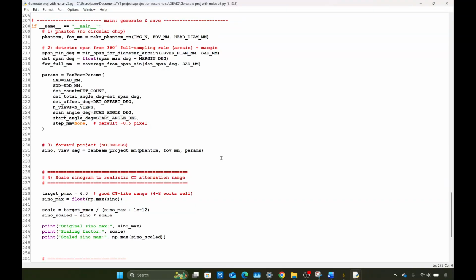First, we will simulate a noiseless projection. Using this function, this represents the line integral, the true attenuation along each X-ray path. There is no randomness here. This is our mathematical ground truth. If we reconstruct this using filter backprojection, we obtain a perfectly clean image. You can check out my other video, which will be in the description, to show you the detailed steps of generating projections and reconstruction.